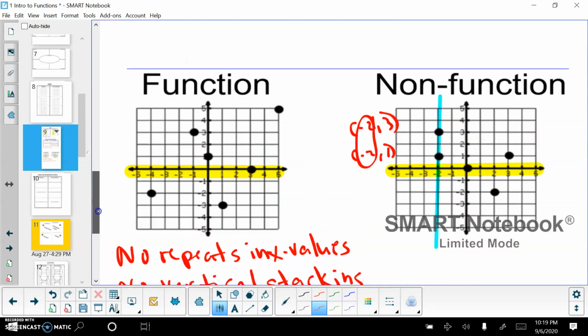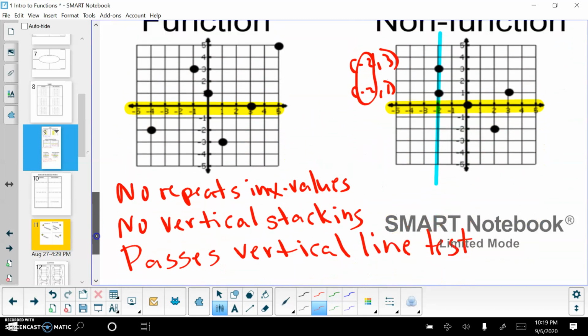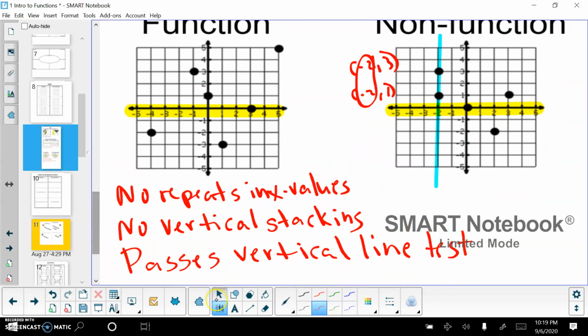And by that we mean when I hold that blue vertical line across the graph, there was only one point at a time, one dot that fell on that blue vertical highlighted line. Whereas the one that was the non-function, two of them were on there, so it failed the vertical line test.